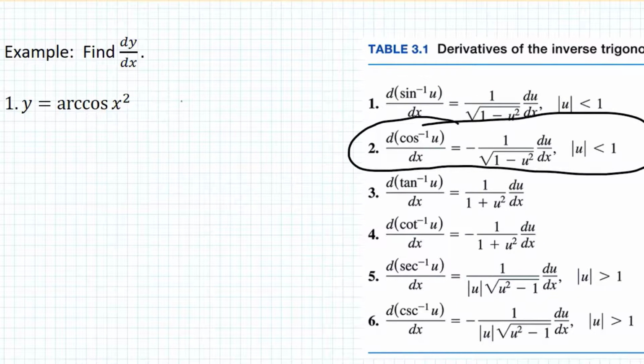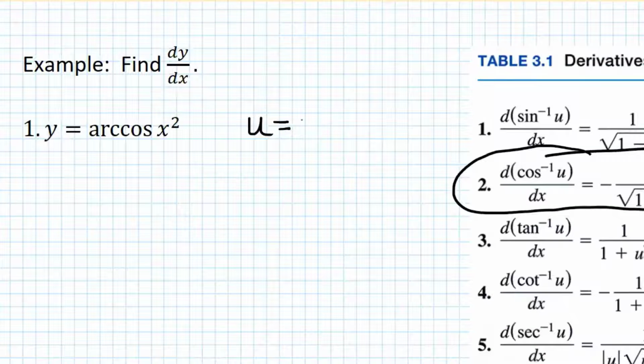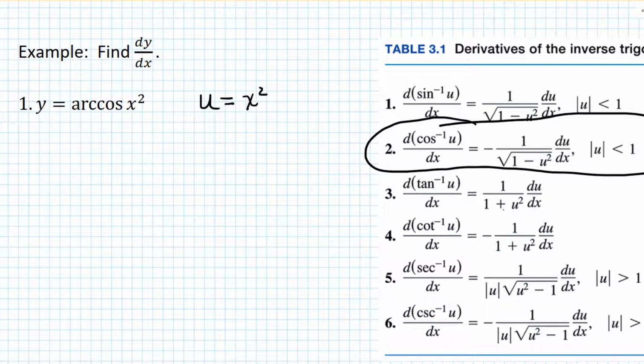So in our problem, what is u? It's x squared. That's right. It's the thing that you're taking the arc cosine of. So u is x squared. It's literally just plug and chug, but what you're going to have to plug in is the u and the du dx. So let's go ahead and find du dx. What's du dx equal to?